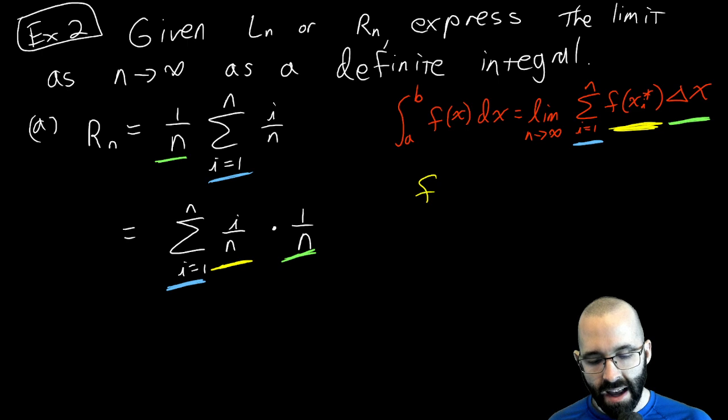This tells us that f of x sub i star is equal to i over n.